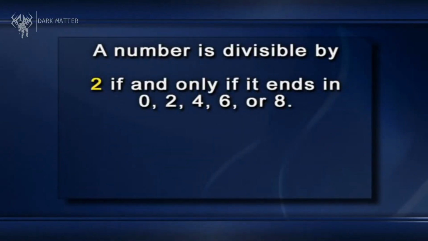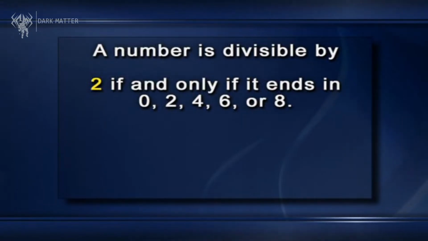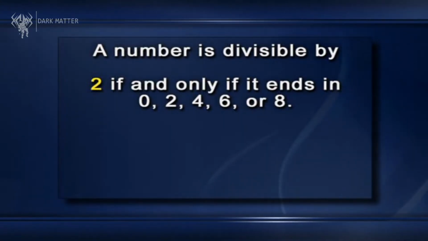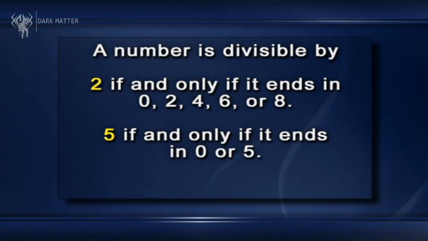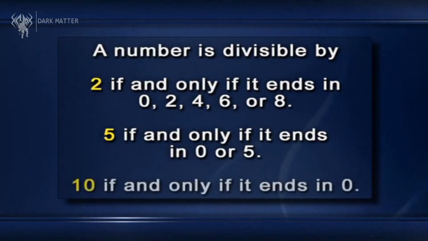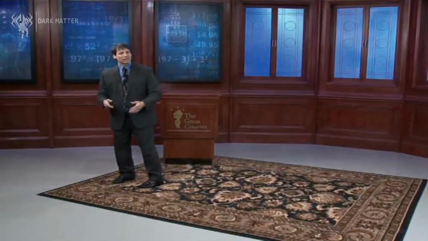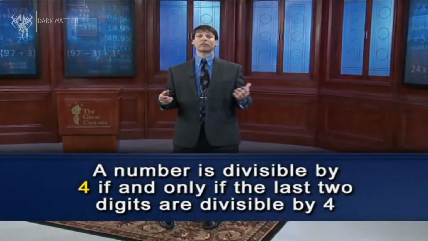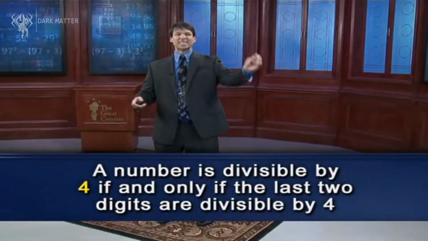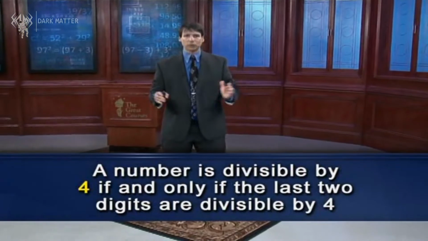For example, a number is divisible by 2 if and only if it ends in 0, 2, 4, 6, or 8. It's divisible by 5 if and only if the number ends in 0 or 5. And a number is divisible by 10 if and only if it ends in 0. These are based on the fact that we work in base 10, and 10 is divisible by 2 and 5. Likewise, since 100 is divisible by 4, a number is divisible by 4 if and only if its last 2 digits create a multiple of 4.